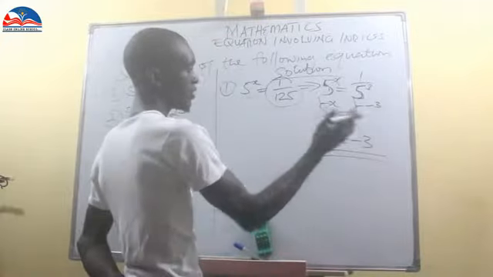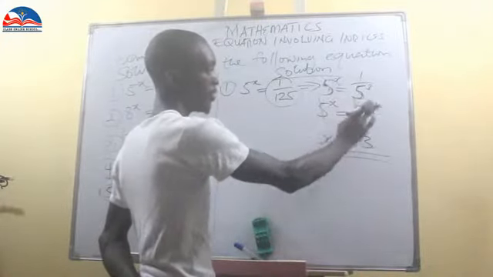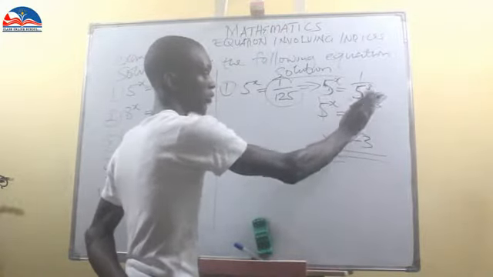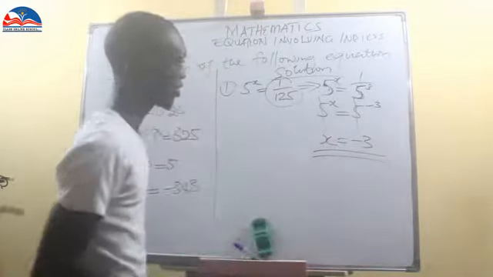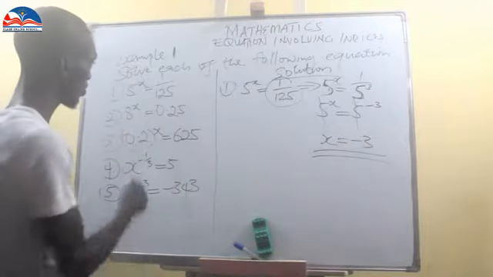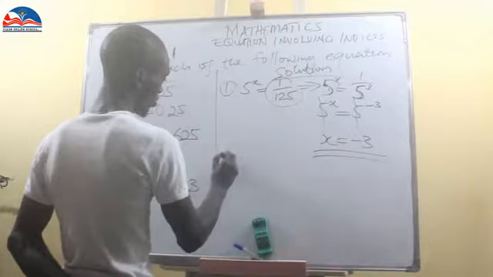So that I have succeeded in putting them in the same base, and then the base cancels. I'm now left with x and minus 3. So x is equal to minus 3. This is our answer. We succeeded in solving question 1. Now for question 2.